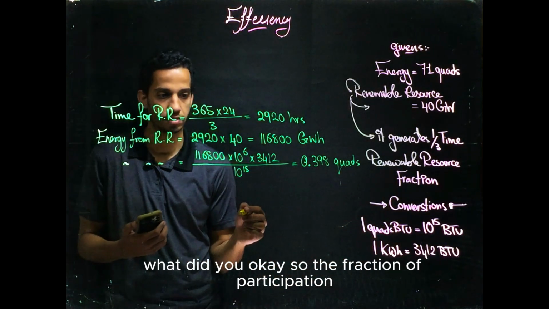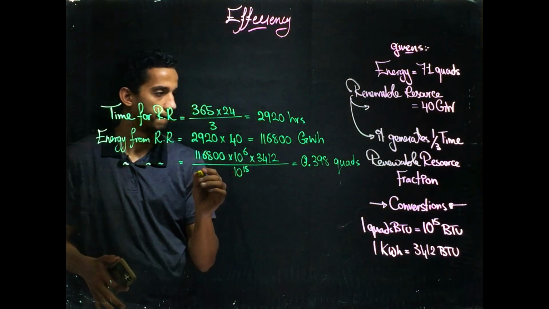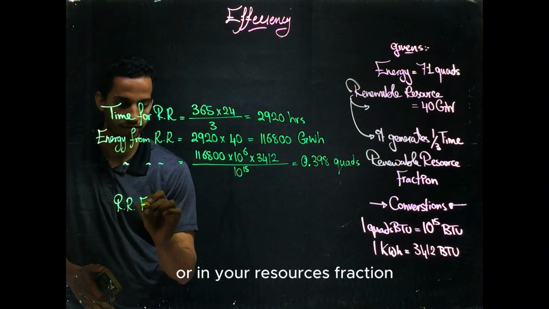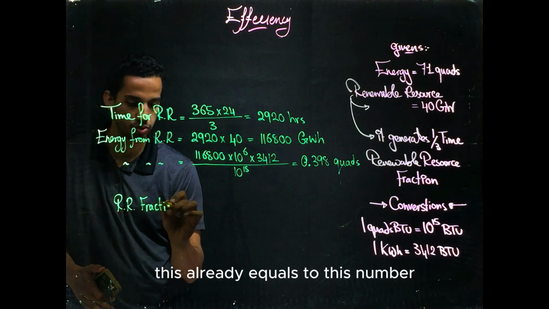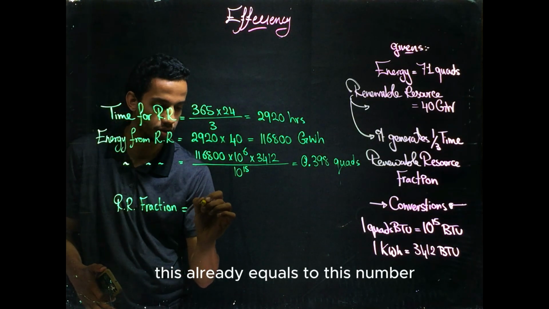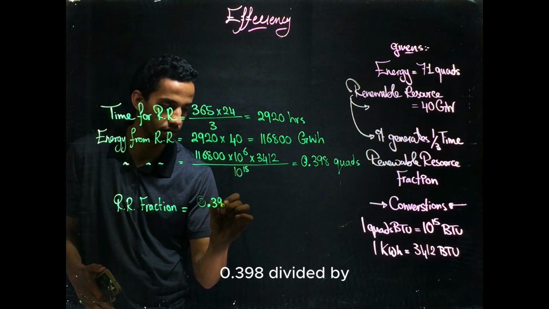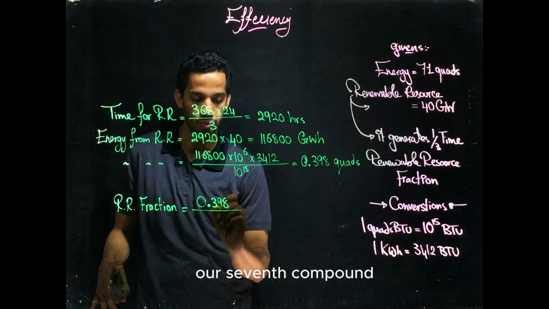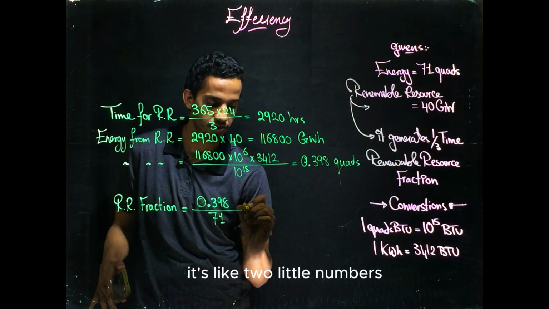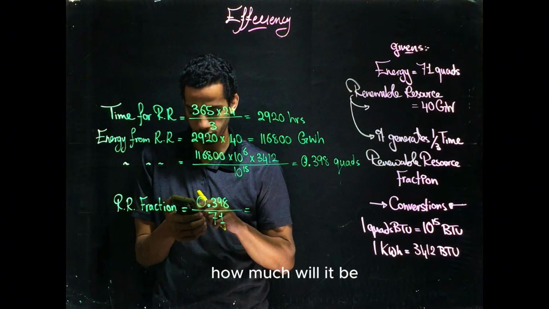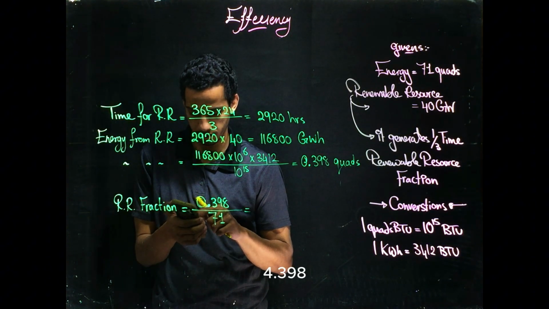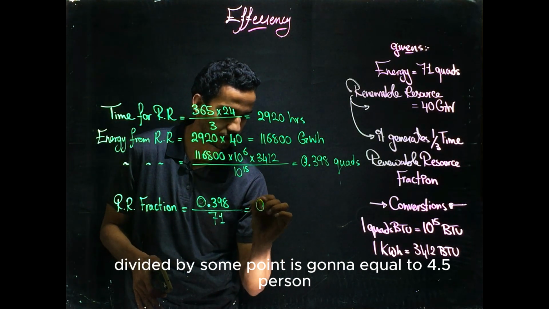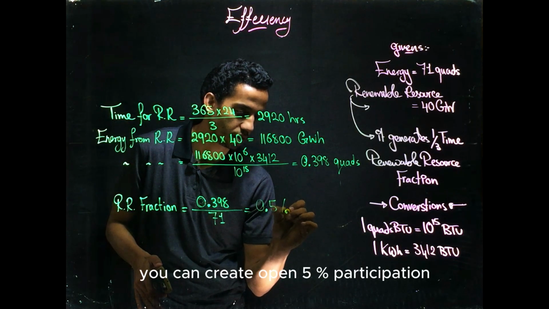Okay, so the fraction of participation for renewable resources will be equal to this number, 0.398, divided by our 71 quads. It's a very small number. How much would it be? 0.398 divided by 71 is going to equal 0.5% after you multiply by 100.